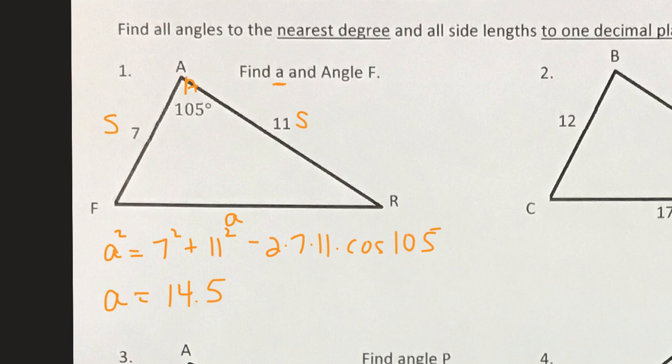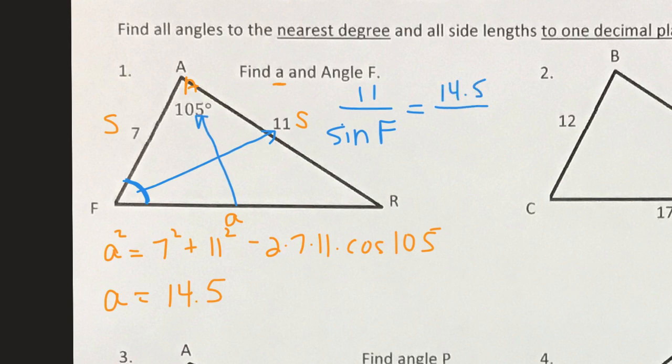Okay, now the next part says, what is the measure of angle F? And angle F is down here. We could do one of two things. We know all three sides, so we could use the law of cosines. But since we have an obtuse angle here, both of these have to be acute angles, so we could also use the law of sines to figure out the measure of angle F. So we take 11 over the sine of F, because 11 is across from the angle we're finding. We set up this ratio equal to side A, which is 14.5, remember that's a rounded decimal, over the sine of 105.